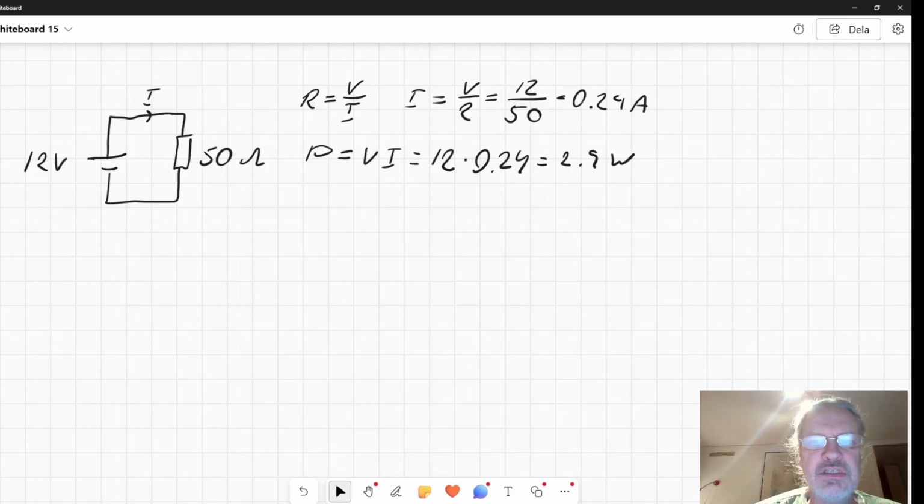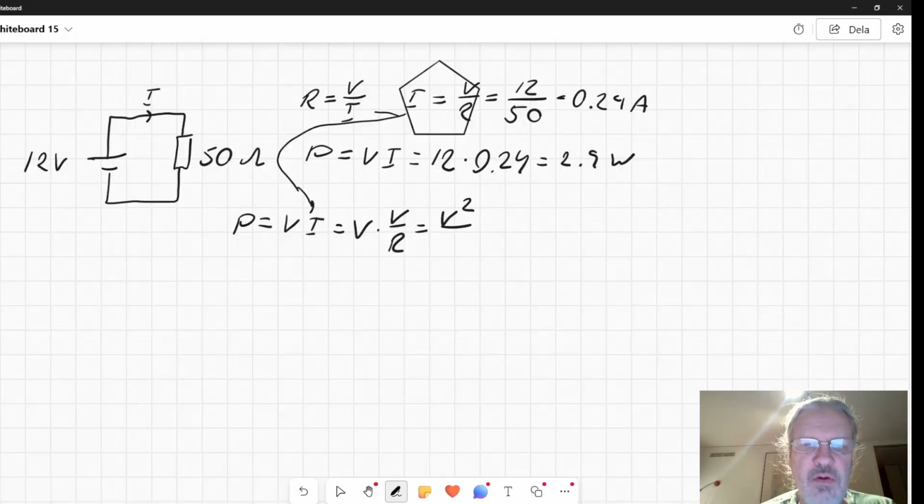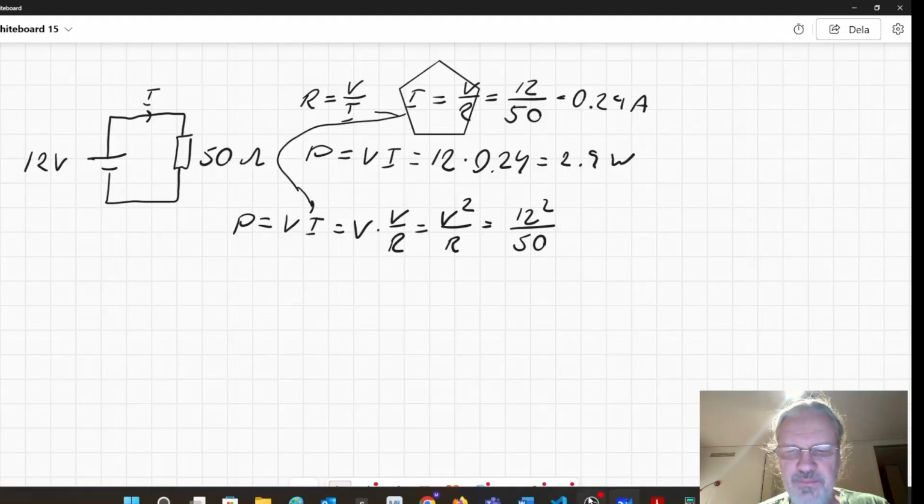But we could do this in a nicer way. Write the formula again here. Power equals voltage times current. But we can see up here that we can replace I by V over R. So we get V times V over R, or V squared over R. Let's fill in the numbers. V is 12 squared over resistance 50. Okay, so let's try that.